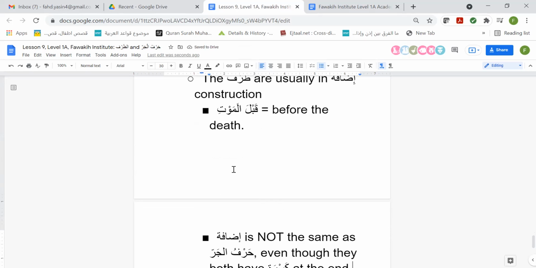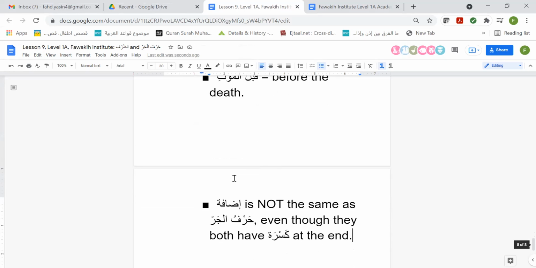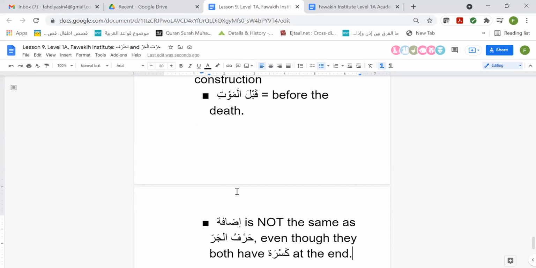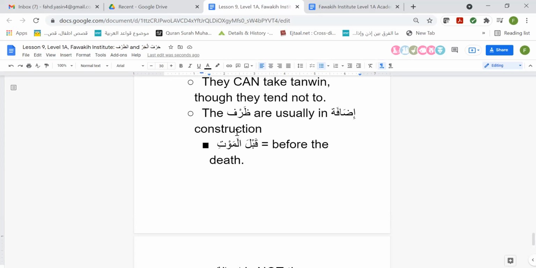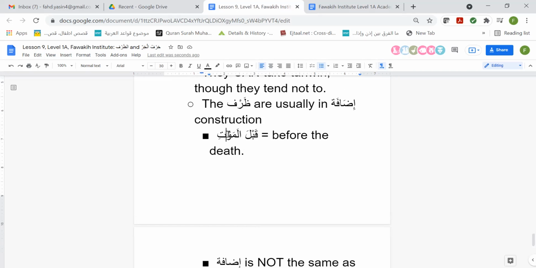But the key thing to understand is that while the end result is the same, the means by which it comes to that end is different. Okay, the means to the result is different. For a harf jar, it's pretty clear. You have the harf al-jar, and then you have the following word, which is ism majroor. It's in the state of jar. That's pretty simple.